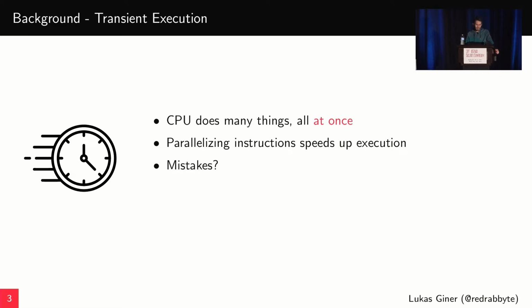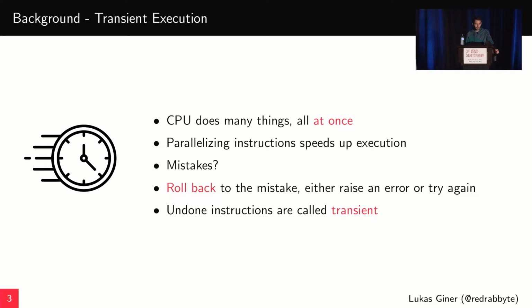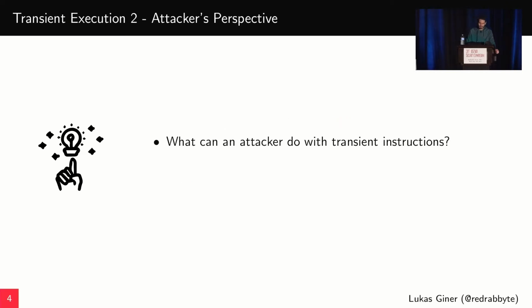So in this case, the CPU simply, at least in principle, rolls back to the mistake and then either tries again or issues an error to fix that, and then continues executing from there. And these instructions, the ones that disappear because of this, are what we call transient. So from an attacker's perspective, what is there to do with those if they're undone? And the answer is simply that the state isn't entirely removed. There are still some traces of these transient instructions that remain in the microarchitectural state.